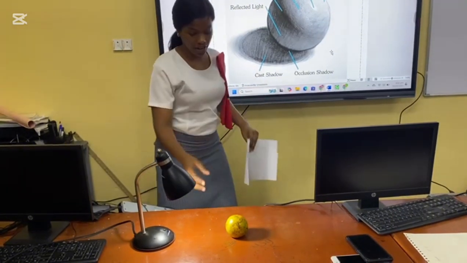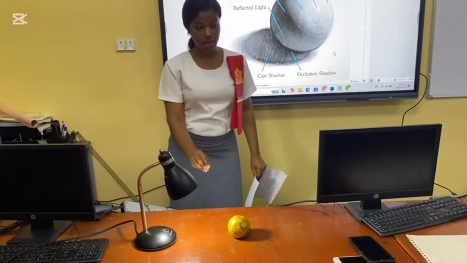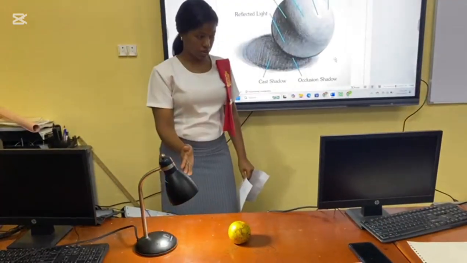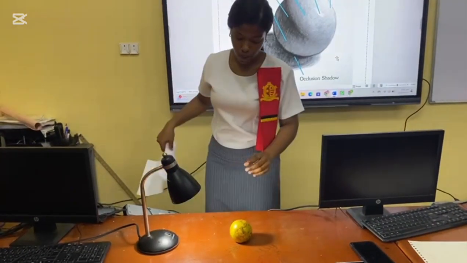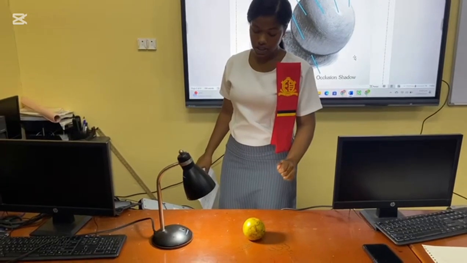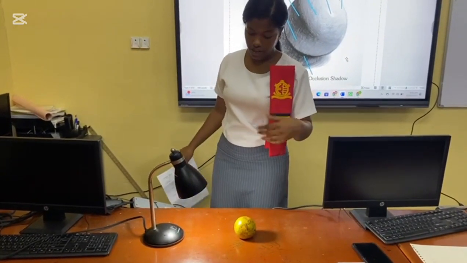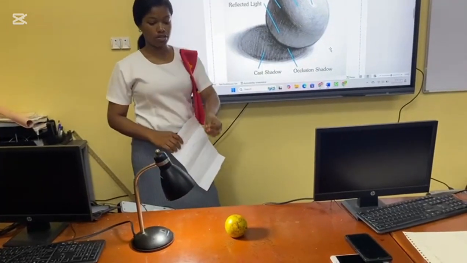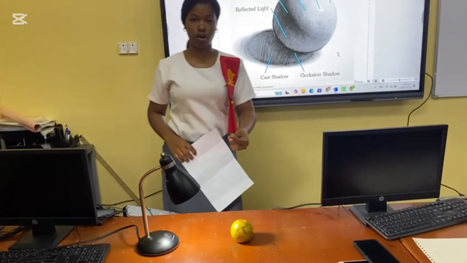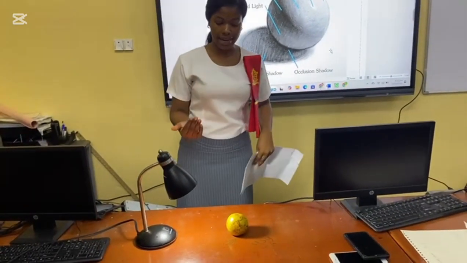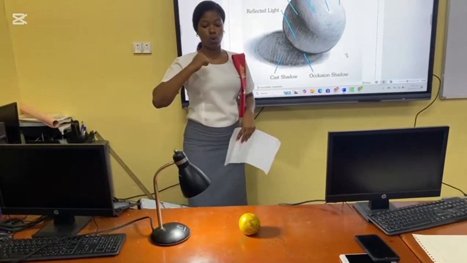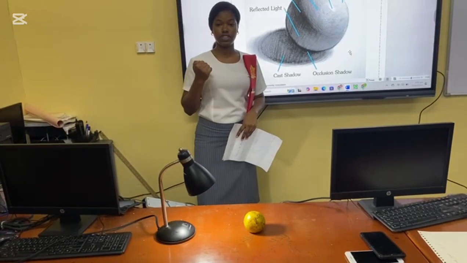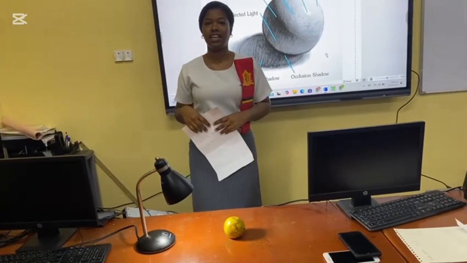Now we have an object here in reality, the orange, right? And we have our light source, okay? Now I want you likewise to tell me if you can see the various values that are on this object, the orange, right? Can anybody tell me where the highlight of this orange is? Raise your hands, please. Yes, Sarah?